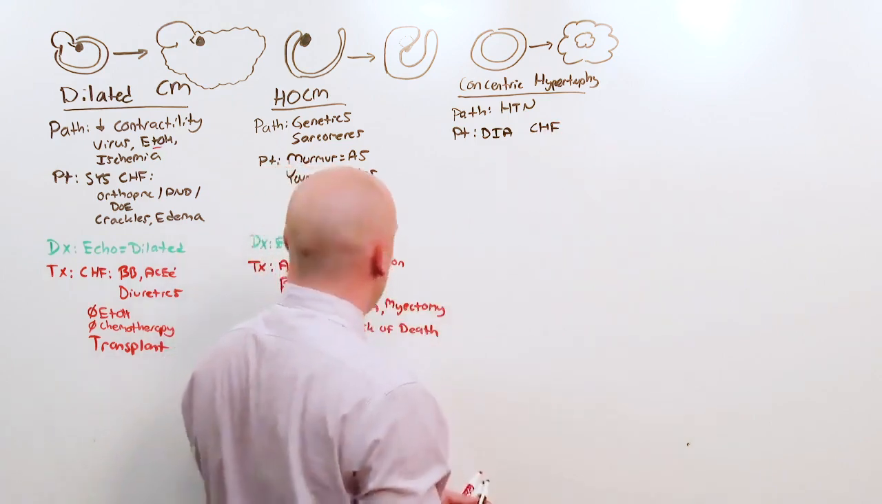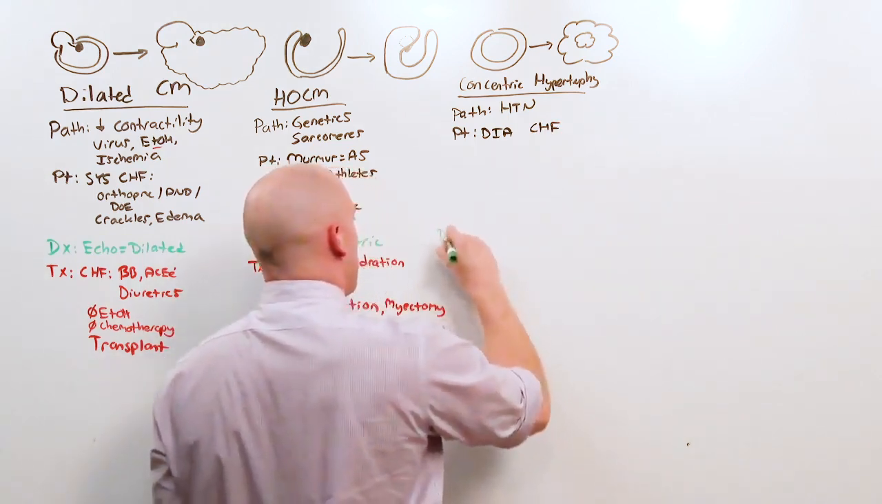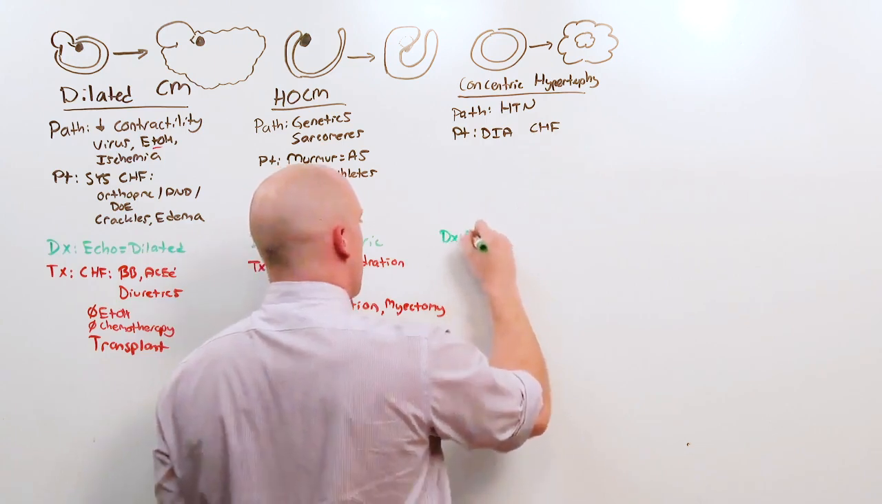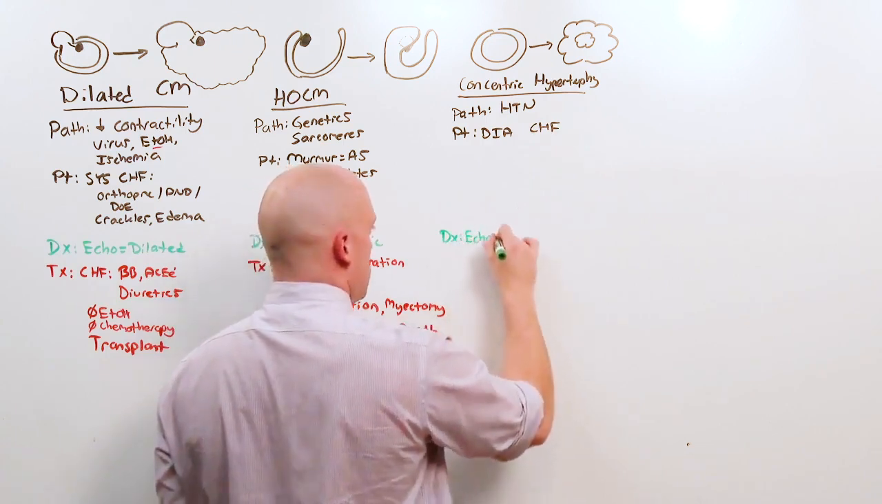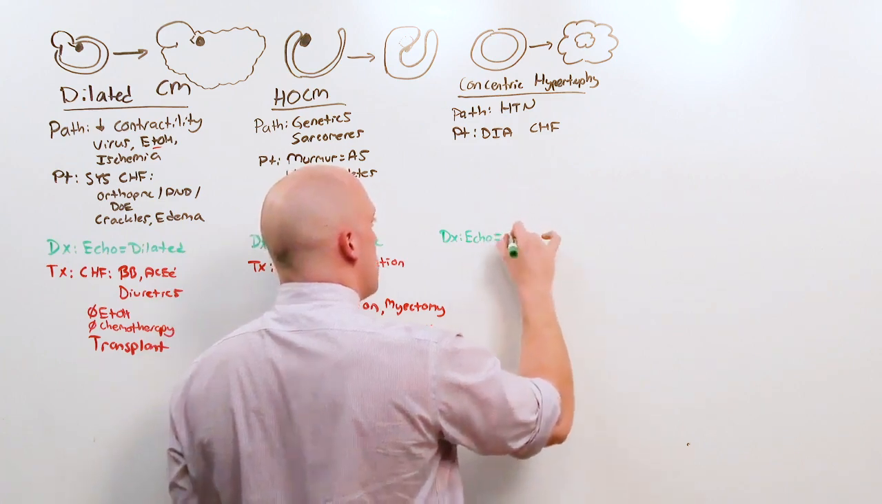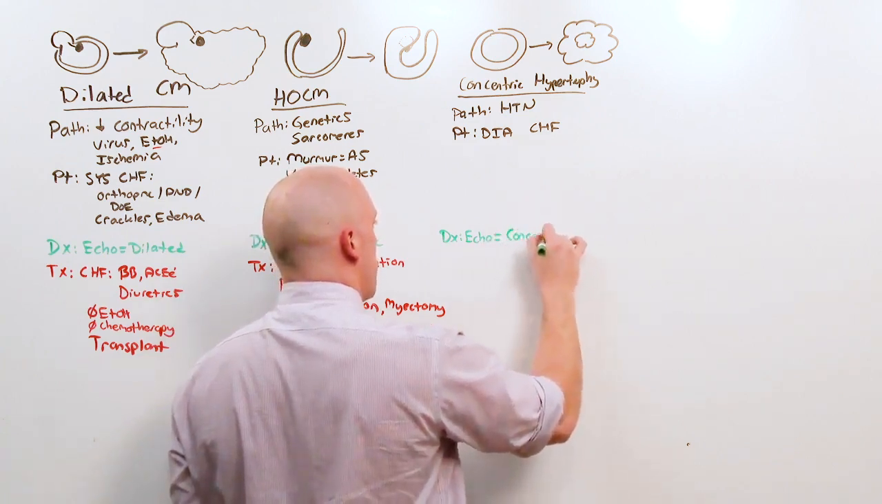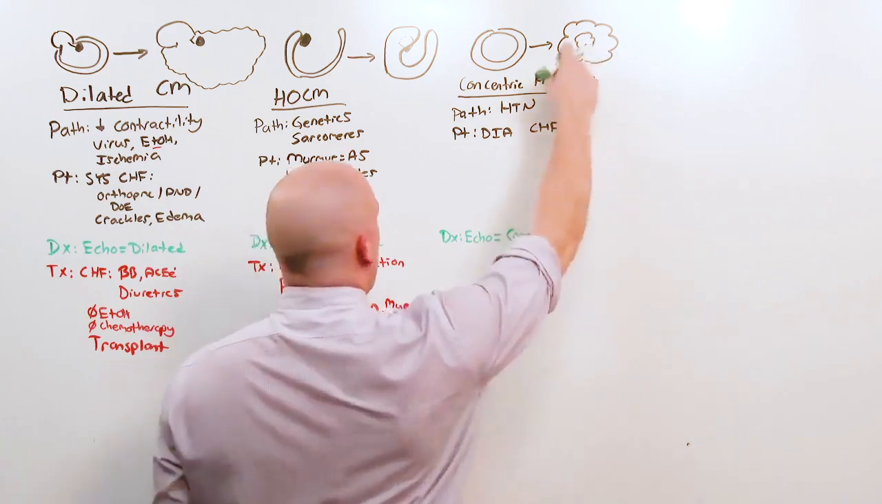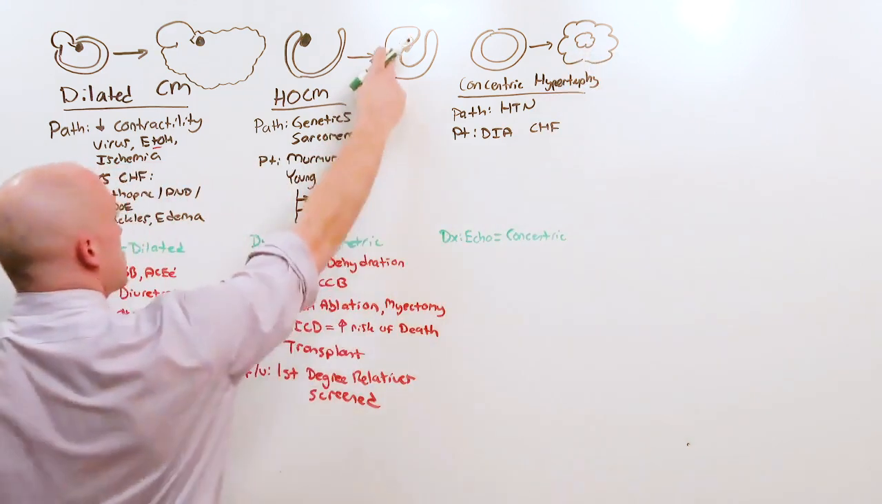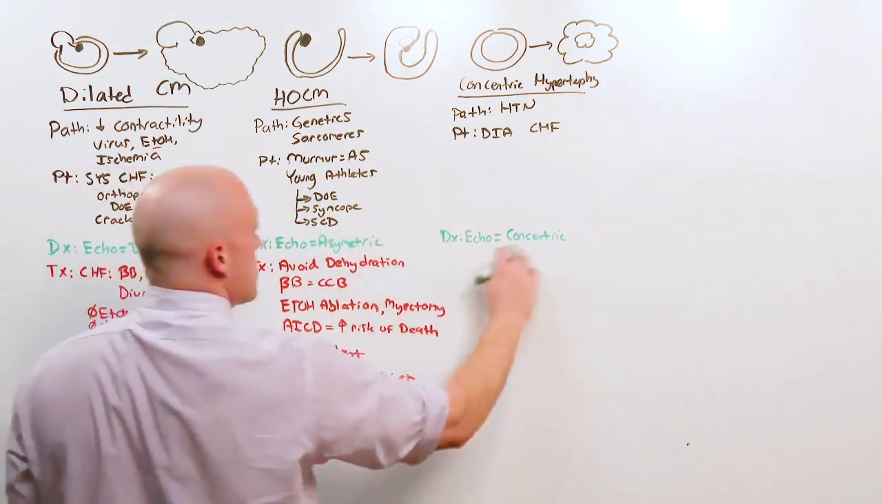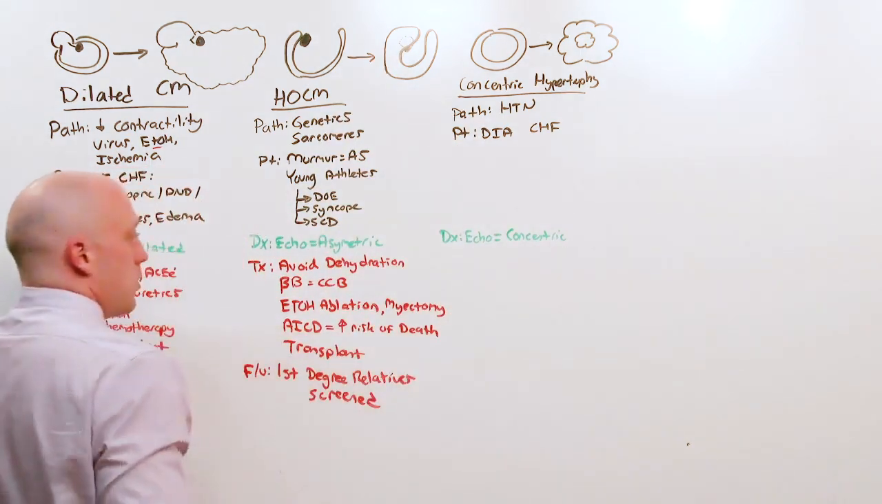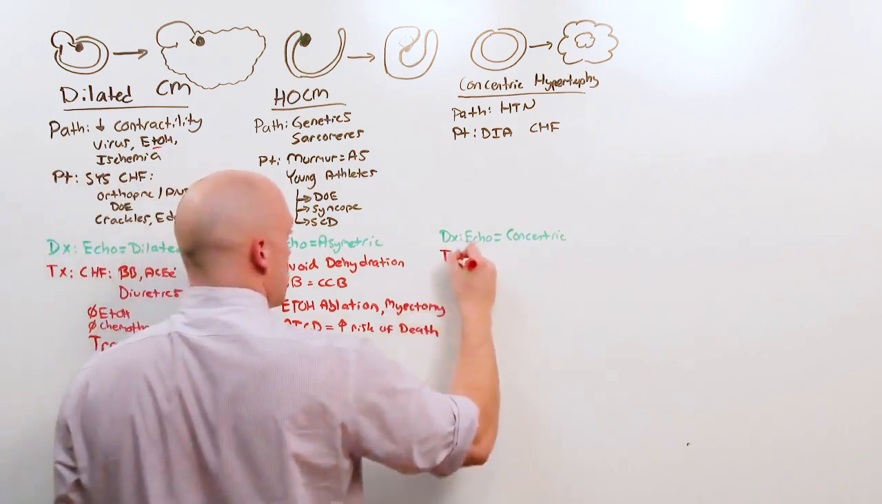Because you see the heart failure, you're going to say, okay, I'm going to get an echocardiogram. The structural heart disease, so you're going to see it. But what you'll see here is a concentric hypertrophy. It's equal all the way around, whereas HOCM was asymmetric. Concentric hypertrophy is concentric. And the thing is here, it's just diastolic CHF.